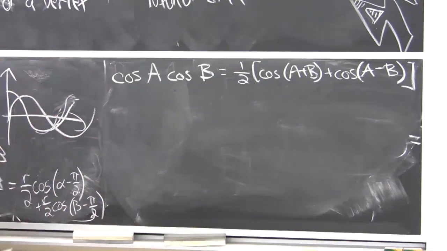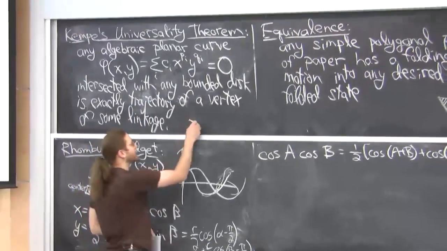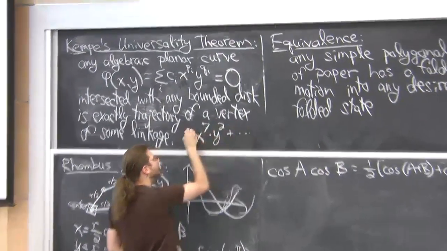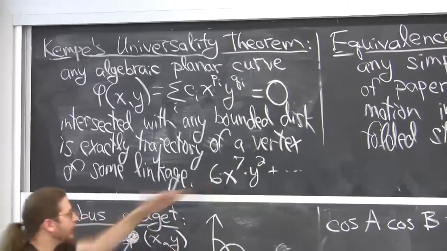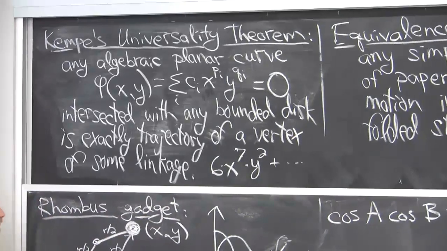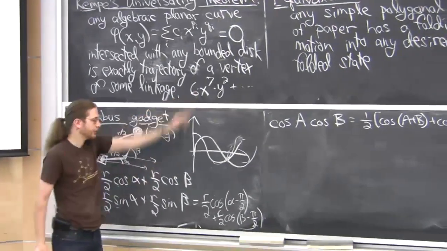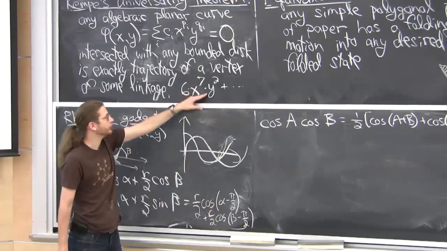So in our situation, we have this crazy thing. Let me write down another one: x to the 7 times y squared plus whatever, maybe times 6 here. Well, I know what x and y are. I expand them. I can just plug in this thing involving cosine alpha and cosine beta into x. I plug in this thing involving cosine of alpha minus pi over 2 and so on into y.